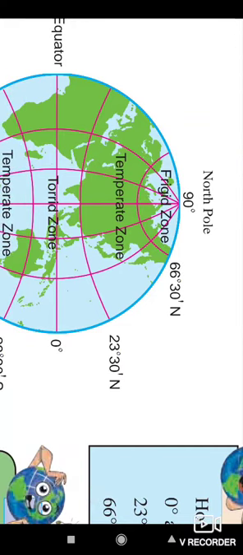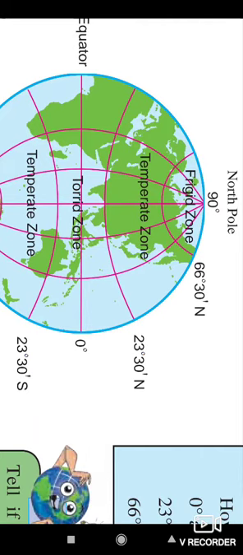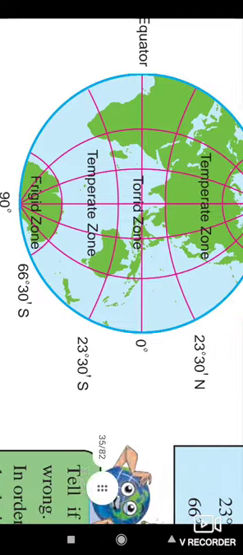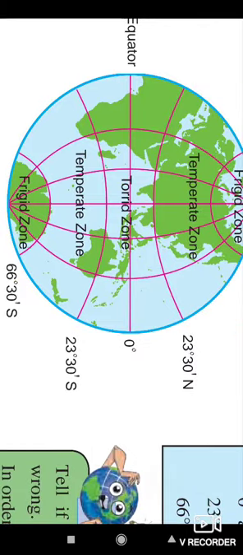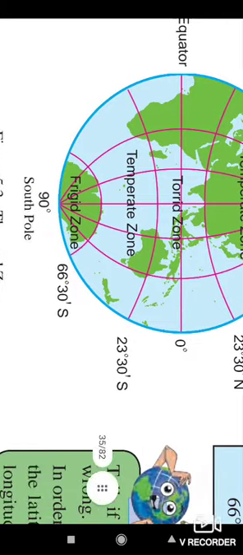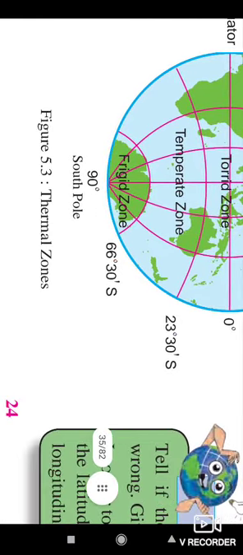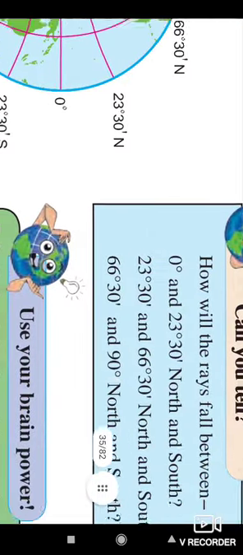The temperate zone is from 66 degrees 30 minutes north to 23 degrees 30 minutes north. It is referred to as a temperate zone. And in the south also, it is 66 degrees 30 minutes south to 23 degrees 30 minutes south. It is considered a temperate zone, while at the equator, at 0 degrees, it is considered a torrid zone. Okay, these are the different thermal zones on the earth.